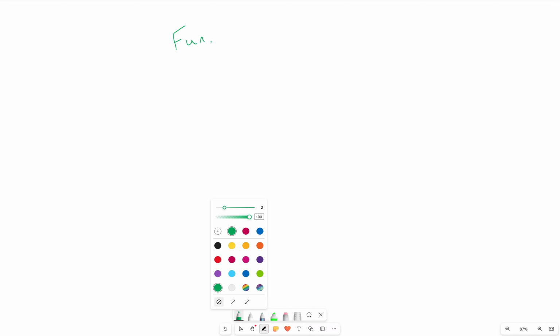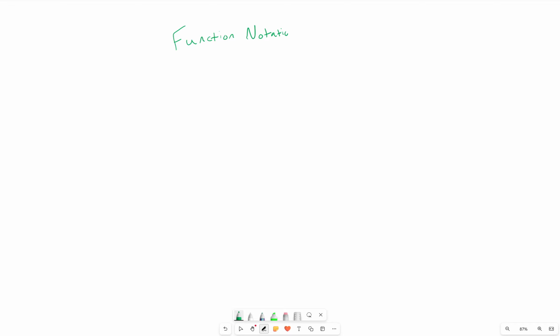Now, we're going to talk about function notation. Here we go. A little clicking is just the electronic pencil. Sorry if that's annoying. Function notation.